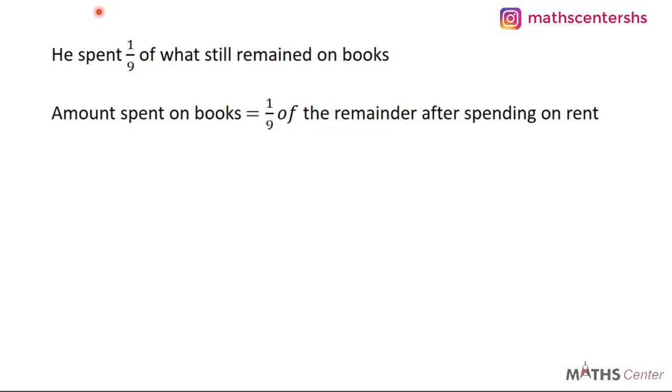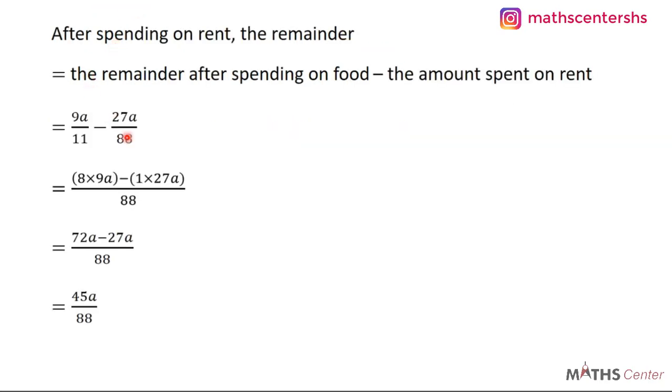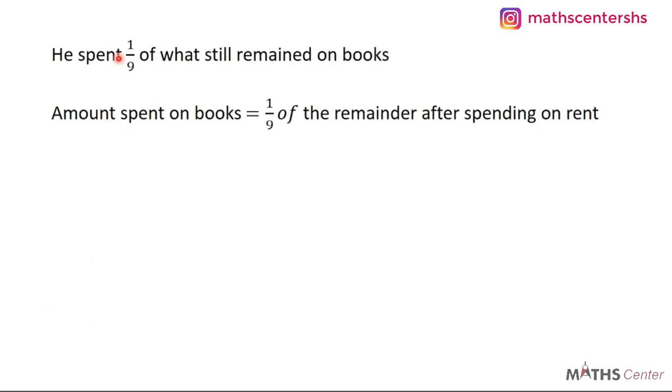So before he started spending on books, the amount he had on him was 45a over 88. The question says that he spent 1 over 9 of this on books, so 1 over 9 of the remainder after spending on rent, which is 45a over 88. So from here we simplify. 9 can cancel 45 to get 5, so we have 1 over 1; 9 has cancelled itself.